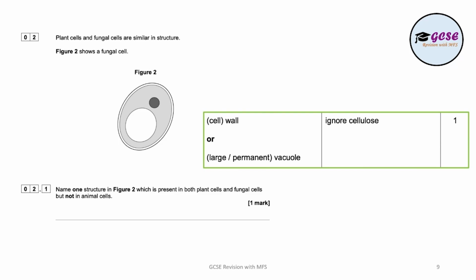Notice they say ignore cellulose. And because it's asking you for a structure, it's not asking you for the inner, like what it's made of or anything like that. And cellulose, there are a lot of components which are made up of cellulose, so it's not directly referring to the cell wall. Okay, so you could have had cell wall or permanent vacuole there. I'm just going to go with cell wall, and that would get you 1 mark.